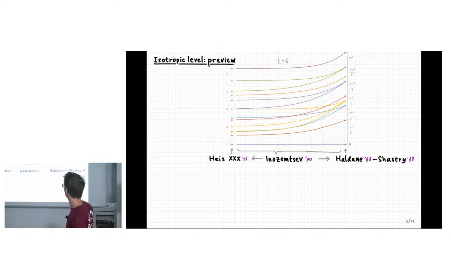There are two things that are very special in the Haldane-Shastry limit. One is that these energies are very regularly spaced. You see that this distance here is exactly the same as the one here. It's the same as here. This is twice. This is 3 times that. This is the same. This is 4 times that, and so on.